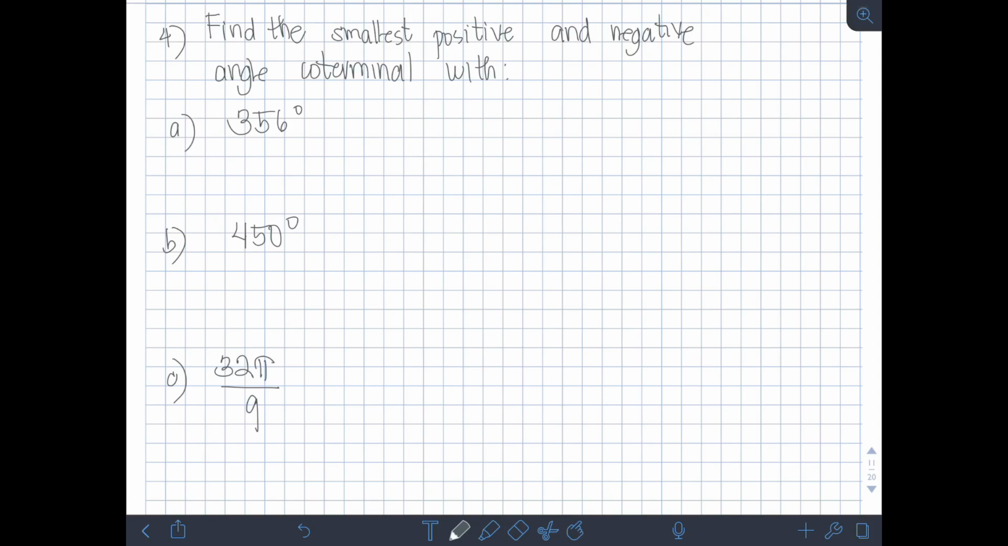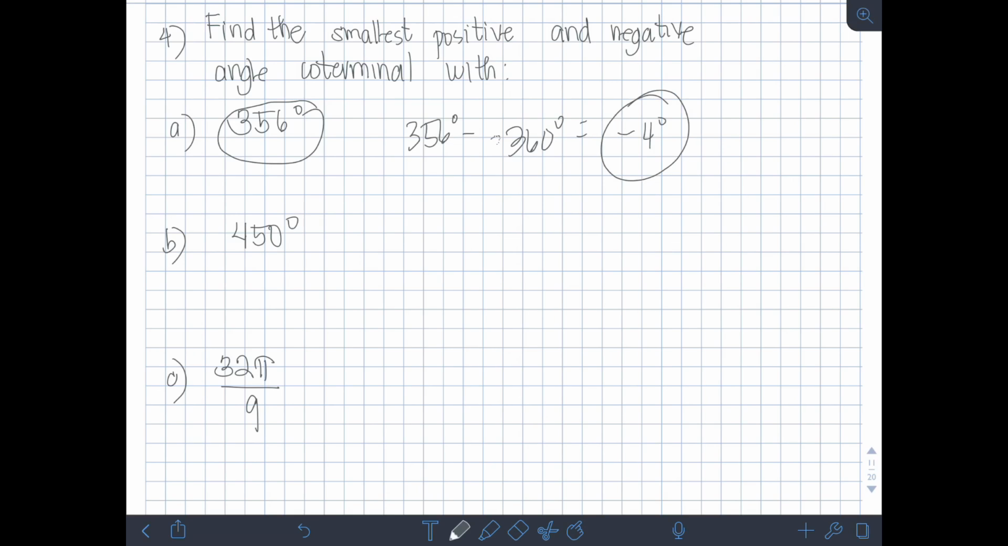Next, we have find the smallest positive and negative angle coterminal with A 356 degree, B 450 degree, and C 32 pi over 9. Okay, so 356 degree. So, what I mean here na smallest positive and negative angle, yung angle na less than 360 degree or less than negative 360 degree. So, since itong 356 degree ay still less than 360 degree, ito na yung smallest coterminal angle sa sarili niya. Positive 356 degree. How about sa negative? So, mamanusan lang natin to ng 360 degree. So, we have negative 4 degree.